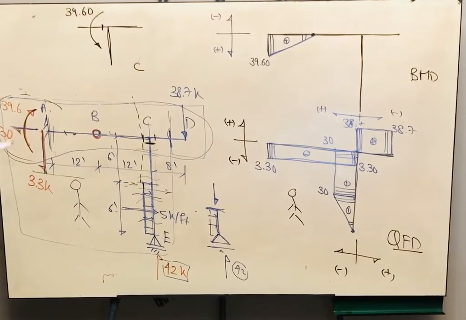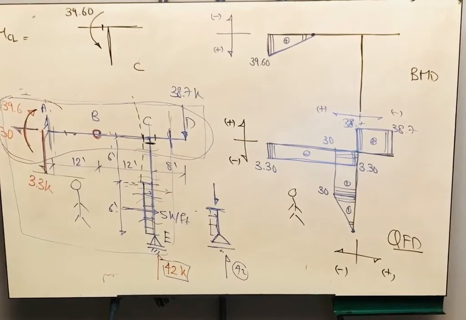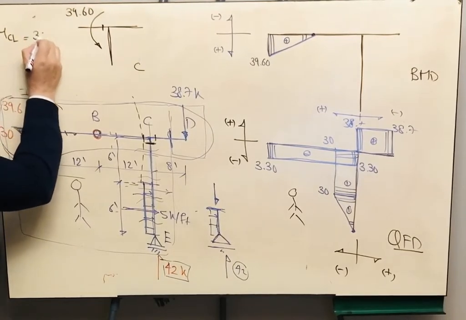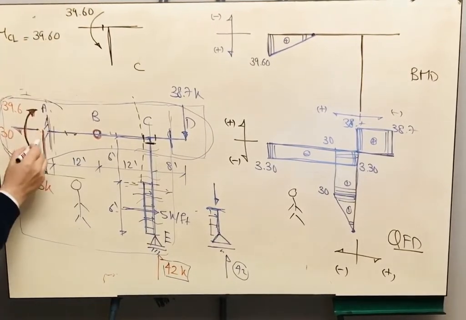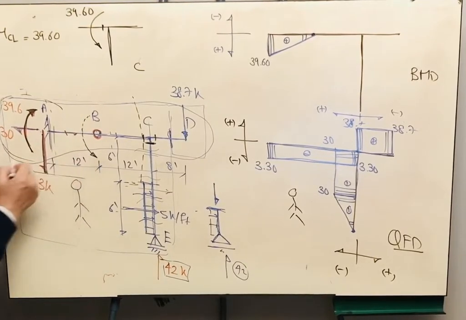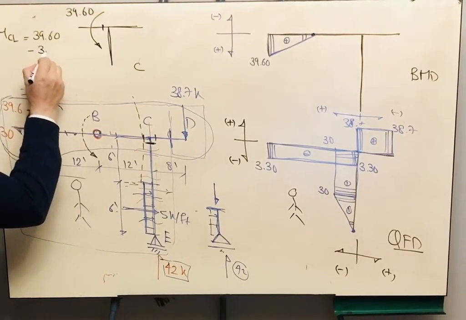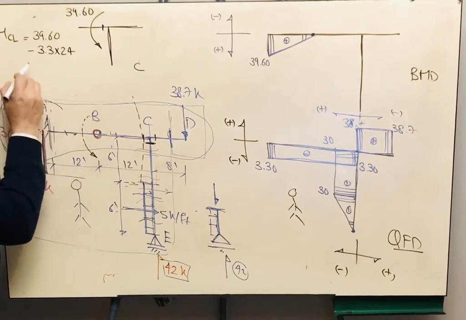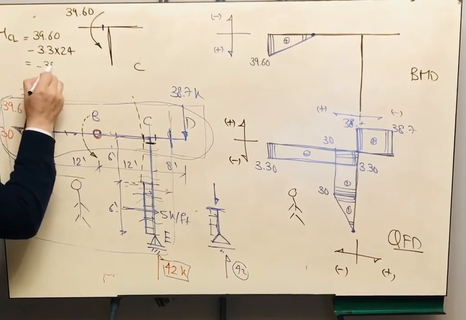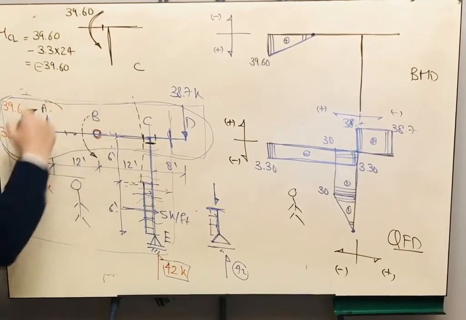If you are working with the traditional method, you are going to say the moment MC left, as I said before, this moment is causing positive moment, so it is 39.6, and the reaction is causing negative moment because it is rotating such that the tail of the arrow is above the datum. So it will be negative 3.3 multiplied by 24. This result will be negative 39.6. Since it is negative, the tail of the arrow is above the datum.